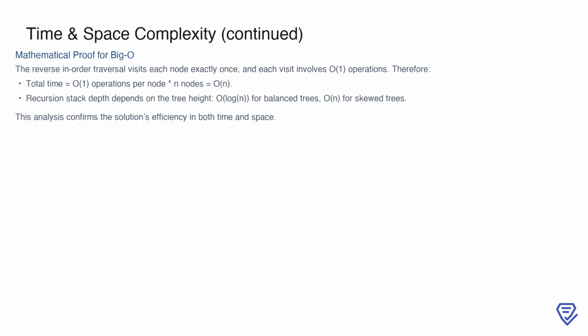For space, the recursion stack depth directly depends on the height of the tree: O(log n) for balanced trees and O(n) for skewed trees. This mathematical analysis confirms that the solution is both time and space efficient, making it well suited for converting a binary search tree into a greater sum tree.